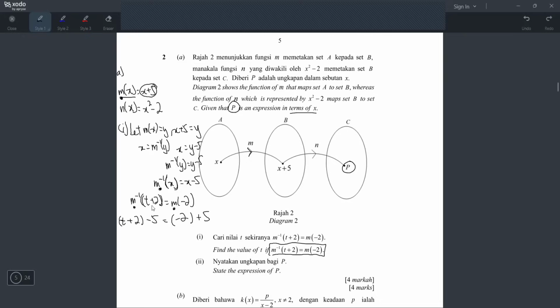After you reach here, it's very easy already. Even a one-year student can do this. You just move things over. 2 minus 5 is negative 3. Negative 2 plus 5 is 3. t equals 6. And that's the answer.